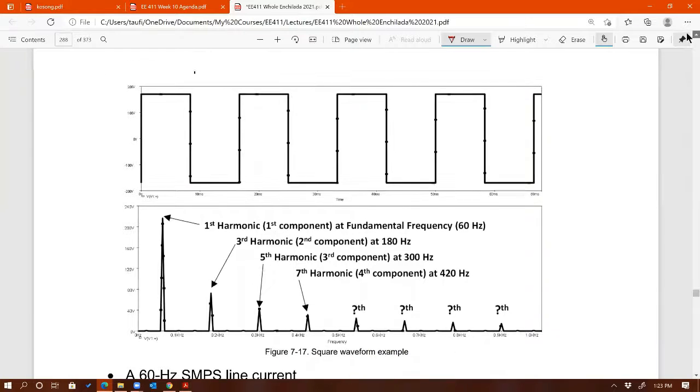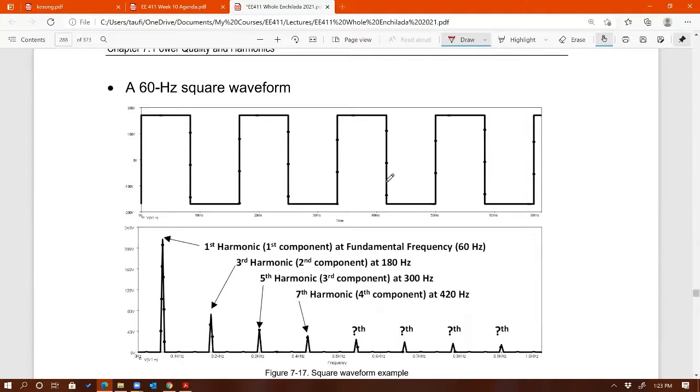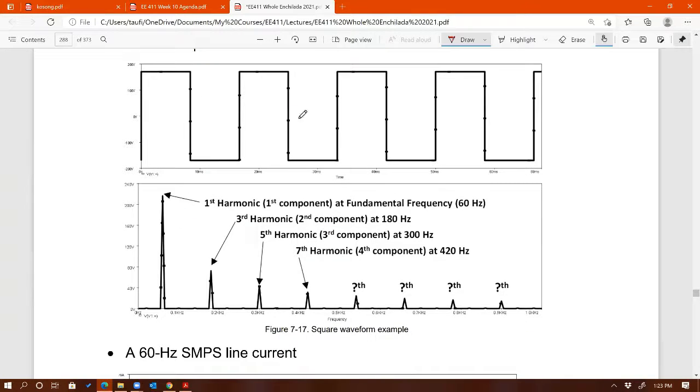Okay. And then a square wave, same thing, right? You have these harmonic contents, right? And because of the symmetrical property again, the even numbered harmonics are gone or disappear. You only have the odd harmonics, right?